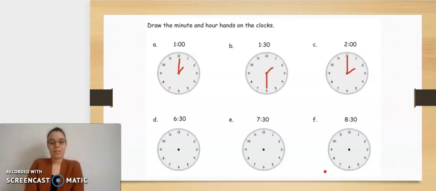6:30, 7:30, 8:30. These are tricky. Who is going to get them right? Make sure those hour hands are exactly where they should be, halfway. All right. Remember, if you need more time, you can go ahead and press pause now, because I'm about to tell you the answers in 10.